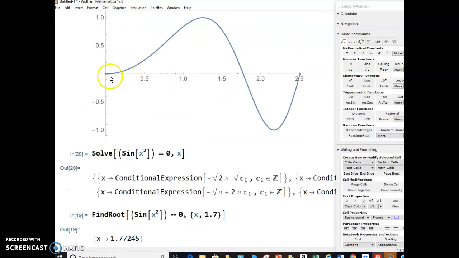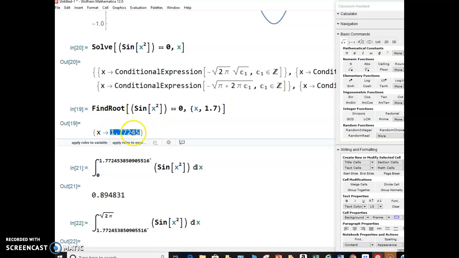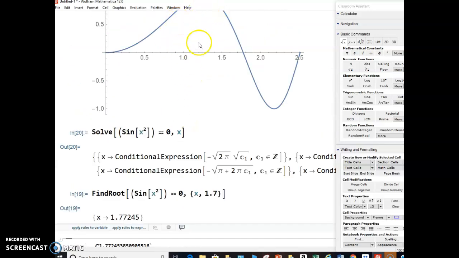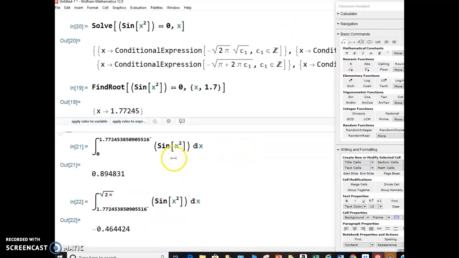Once I do that, I'm going to have Mathematica find the integral from 0 to that root. Believe it or not, if I just grab it and press Control C to copy it, it'll grab all those values. So I ask Mathematica, what is the integral from 0 to that value of this function? It gives me 0.8948. So this area underneath the curve between 0 and that value of about 1.77 was equal to 0.894831, and that would be the value of A.